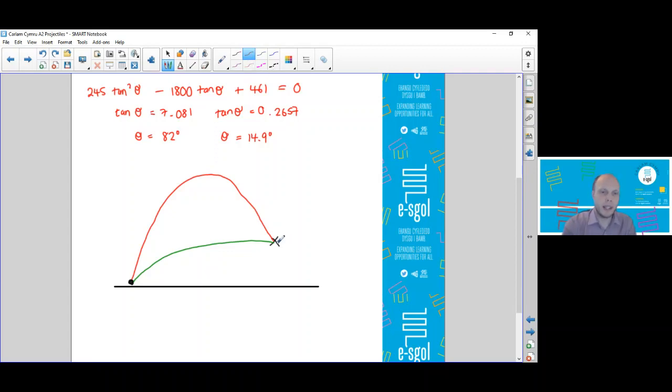Now the difference is the one which went up high will land soon after, and the one which we hit at a flatter angle will go a bit further away over there. So if you actually want a bit of distance, you're better off using the more shallow angle. And if the only thing you're interested in is going a long way, then you want to go at 45 degrees. That's the optimum angle.